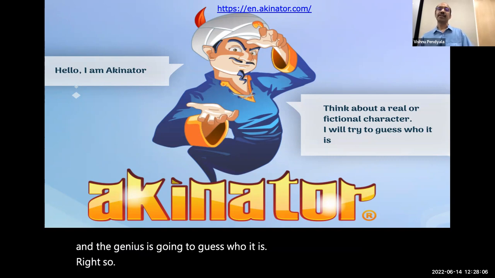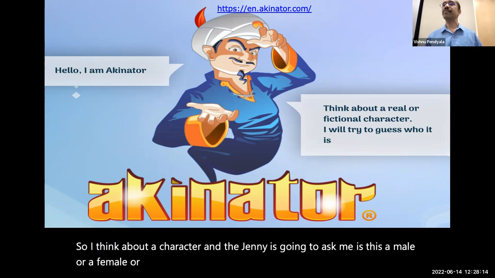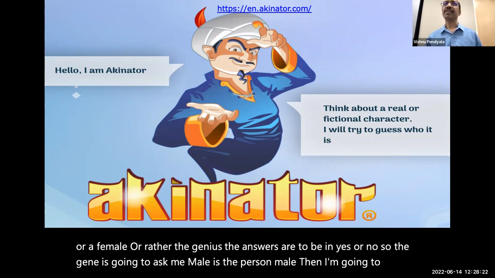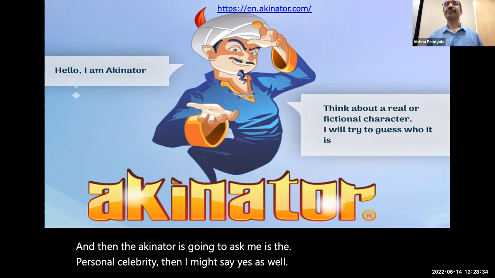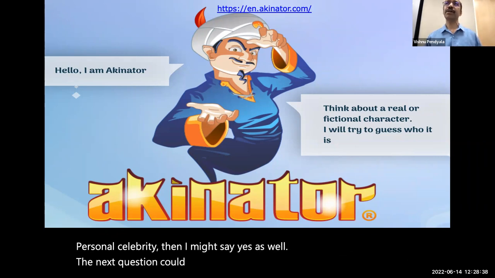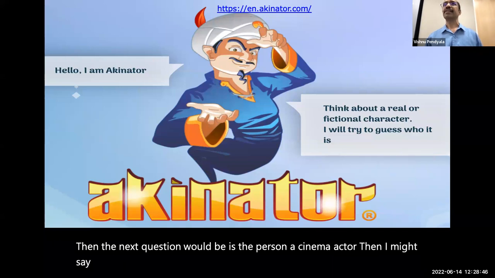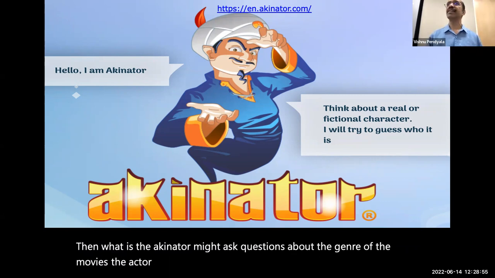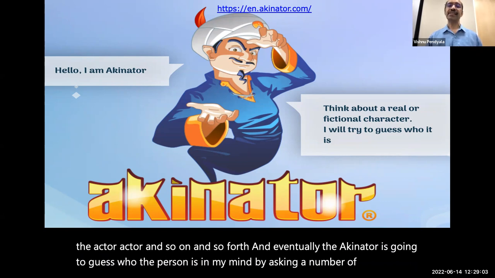So I think about a character, and the genie is going to ask me, is this a male or a female? Or rather, the answers have to be yes or no. So the genie is going to ask me, is the person male? Then I'm going to say, yes, probably. Then the Akinator is going to ask me, is the person a celebrity? Then I might say yes as well. Then the next question could be, is the person a politician? I would say no. Then the next question could be, is the person a cinema actor? Then I might say yes. Then the Akinator might ask questions about the genre of the movies the actor acted in, and so on and so forth. And eventually the Akinator is going to guess who the person is in my mind by asking a number of questions, and the answers are in yes or no.